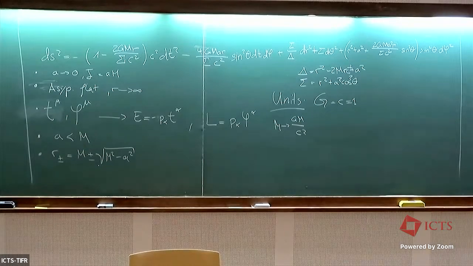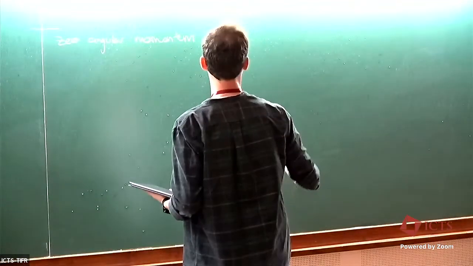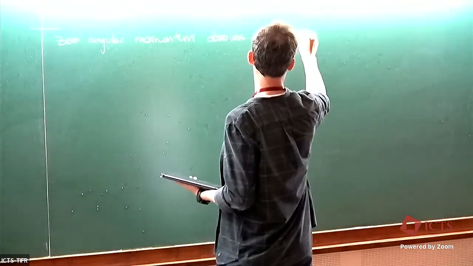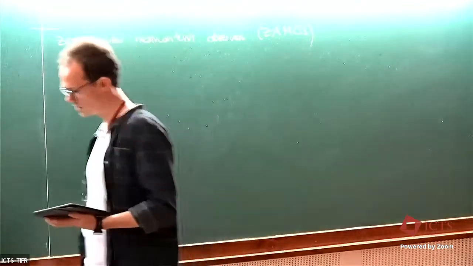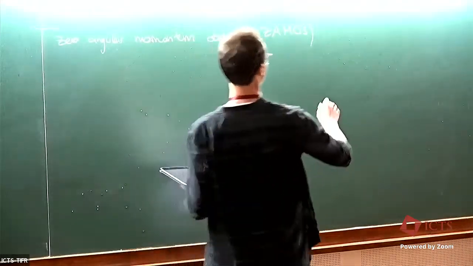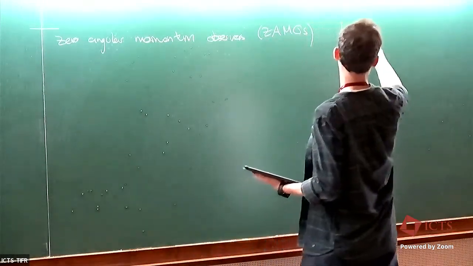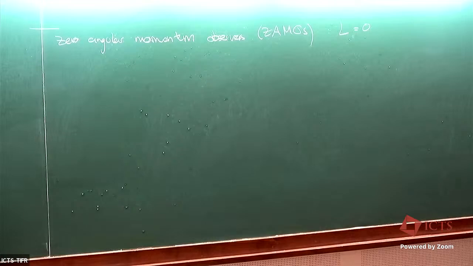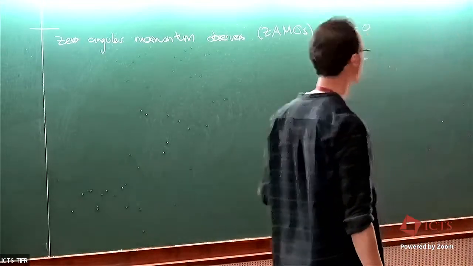So the first thing we want to focus on are zero angular momentum observers, or ZAMOs for short. These are observers that have vanishing L. They're defined by L equals 0, where L is the angular momentum of some observer traveling through the spacetime.